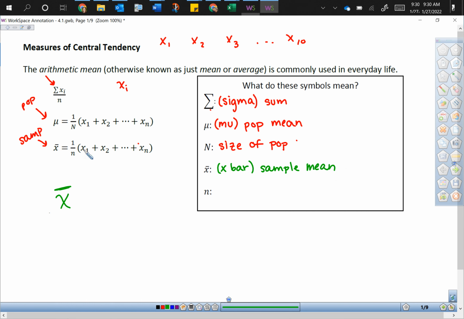Now again, with the sample mean, we're adding up all our terms, x1, x2, all the way to xn. And here, we multiply it by 1 over lowercase n. Just like capital N was the size of the population, lowercase n is the size of the sample.